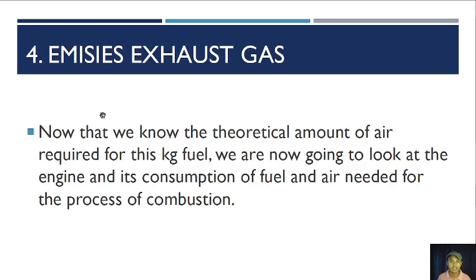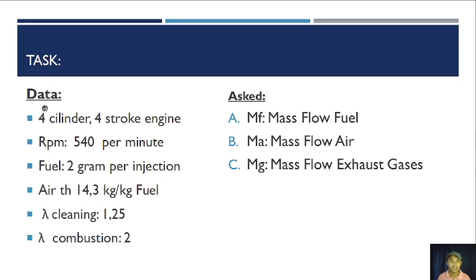So emission exhaust gas. Now that we know the theoretical amount of air required for one kilogram of fuel, we are going to look at the engine, its consumption of fuel and air needed for the process of combustion. The data: a 4-cylinder 4-stroke engine with 540 RPM, 2 gram per injection of fuel, theoretical air of 14.3 kilogram per kilogram fuel, with an air factor for cleaning of 1.25 and air factor for combustion of 2. Asked: A, the mass flow of fuel, B, the mass flow of air, and C, the mass flow of exhaust gases.